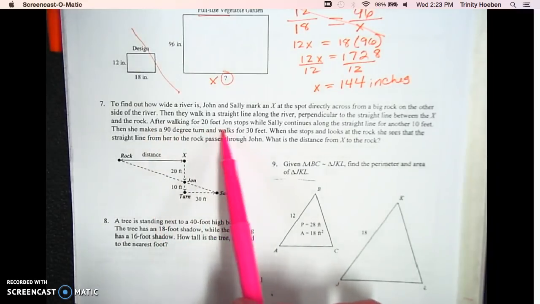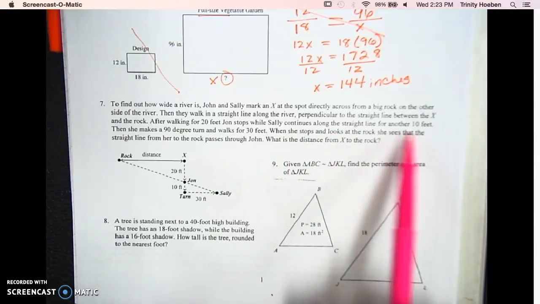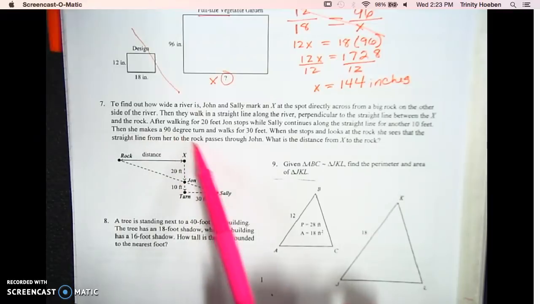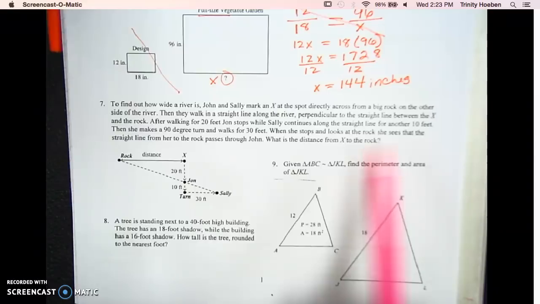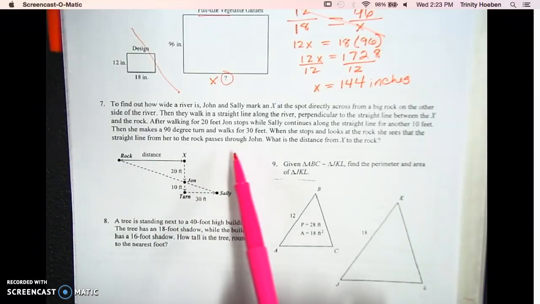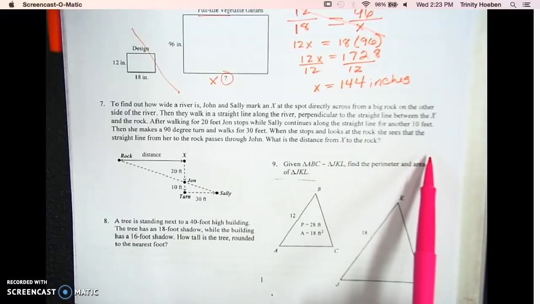After walking 20 feet, John stops while Sally continues along the straight line for another 10 feet. She makes a 90-degree turn and walks for 30 feet. Then she stops and looks at the rock. She sees the straight line from her to the rock through John. What is the distance from X to the rock?